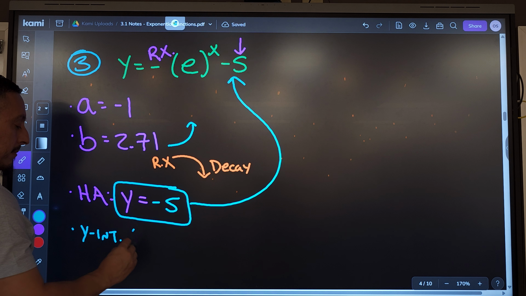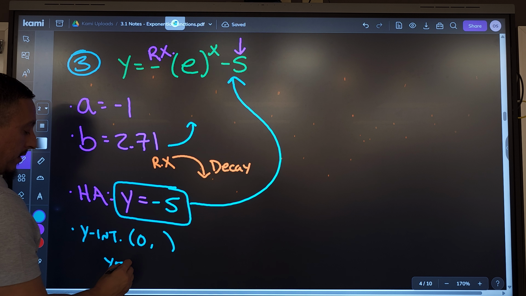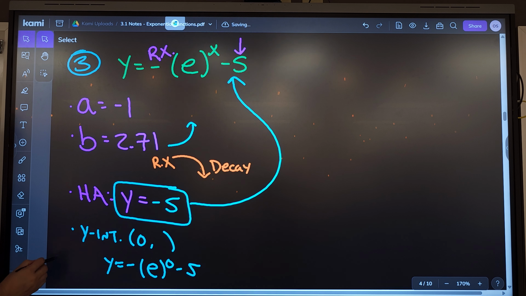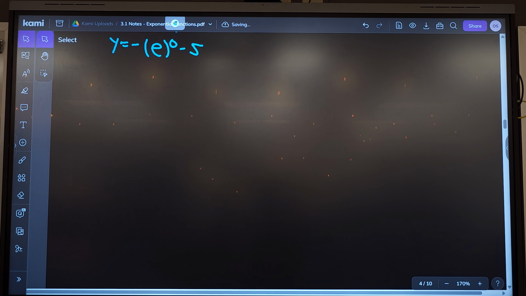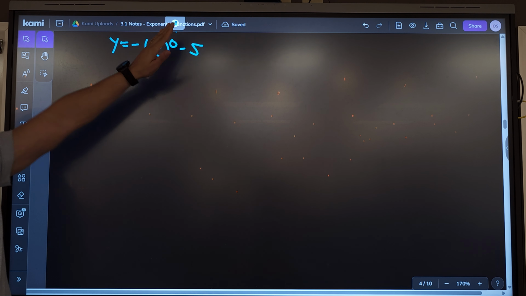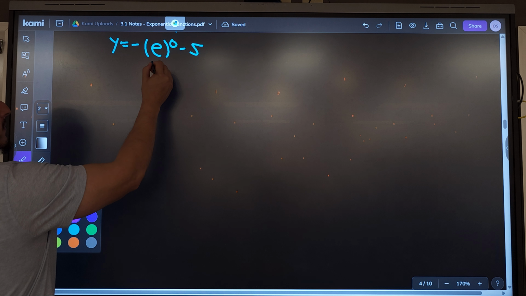For my y-intercept, x is always 0, so I can plug a 0 in here. Negative e to the 0 minus 5. I need to talk about this one because probably that's the only place to mess this up on. Should I multiply? This is a really $100 question. Should I multiply the negative times the e or do the e to the 0 power first? PEMDAS says you do exponents before you multiply. So if you multiply first, you will get this problem wrong. So I have to do this first.